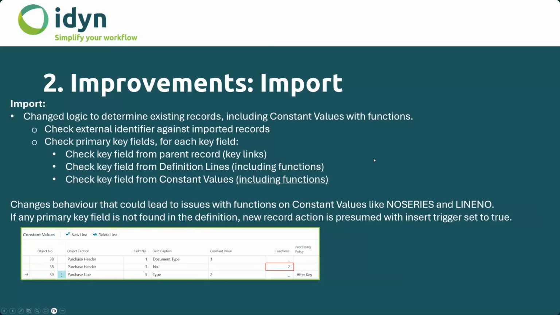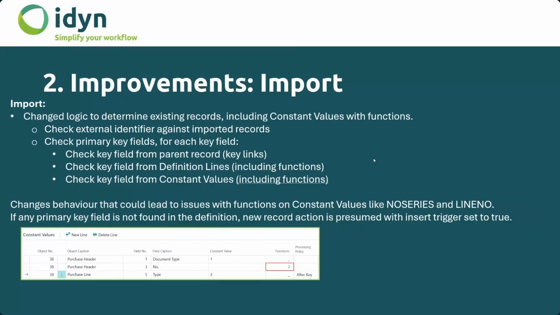Then we have an important change on the imports. For imports, we determine if a record that we want to import is a new record or an existing record. To do that, we check a couple of things. We have our external identifier that we can use to check against the imported records. If we don't use an external identifier or the external identifier is not found, we will use the primary key field for that record.